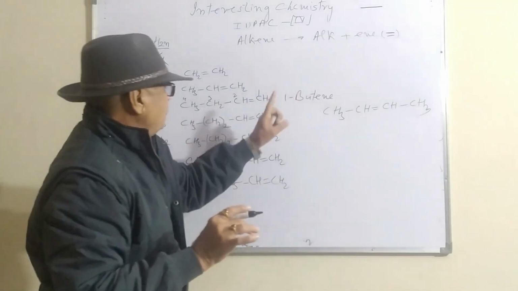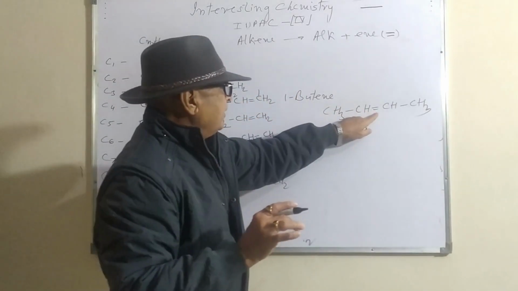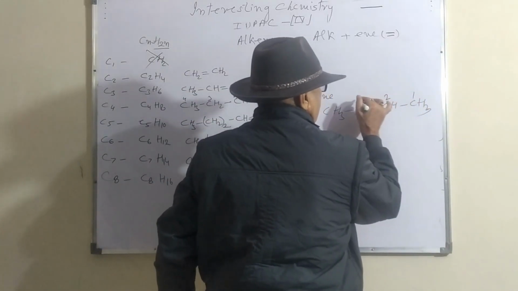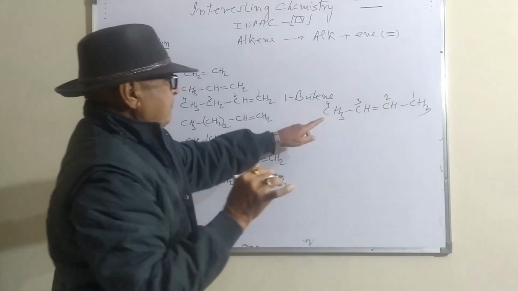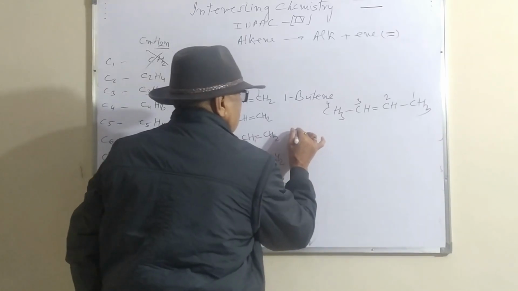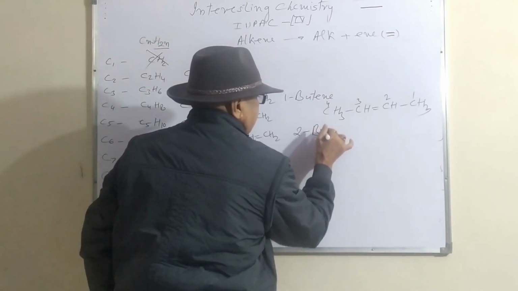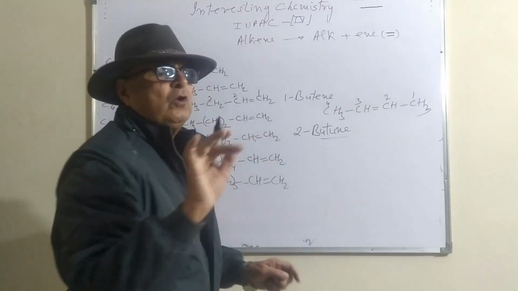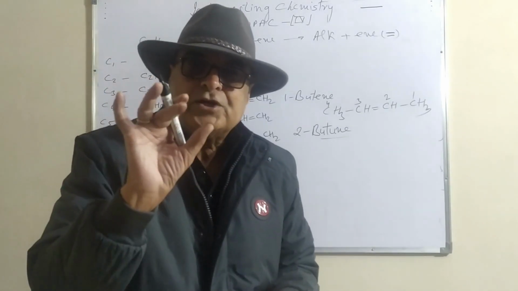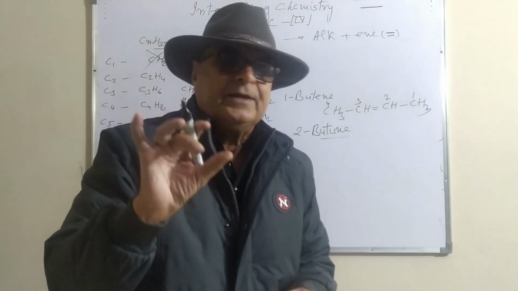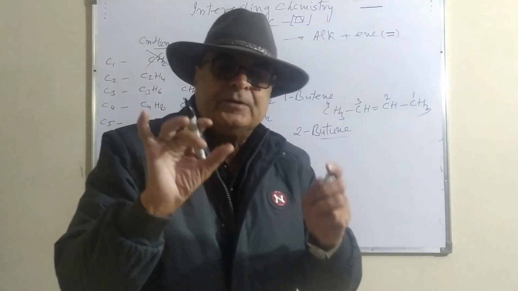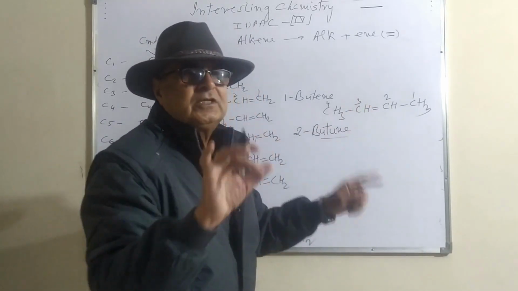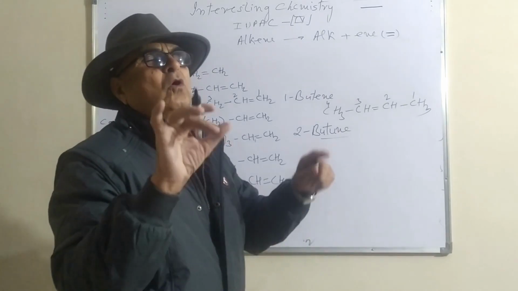If you write this double bond from this place, then you count 1, 2, 3 and 4, and the name of this compound will be 2-butene. So in alkenes, you have to show the location of the double bond. When you start numbering the longest chain, the double bond must be given the least number to name the alkenes.